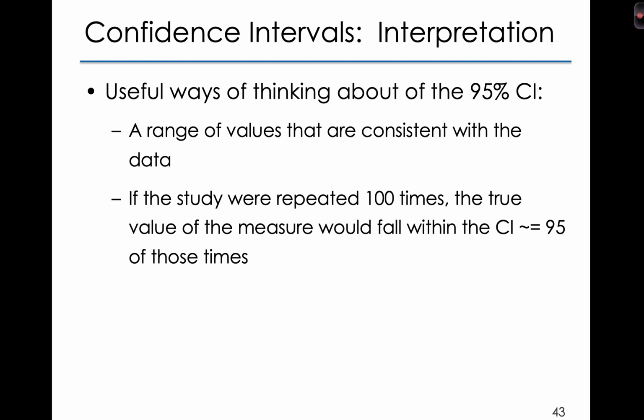So a useful way to think about those is that they are a range of values that are consistent with the data. If the study were repeated 100 times, the true value of the measure would fall within the confidence interval about 95 of those times. And that second point is the one I can most easily wrap my brain around. If we kept repeating this study over and over again, the 95% confidence interval is the range that our point estimate could be expected to fall in across all of those replicates.